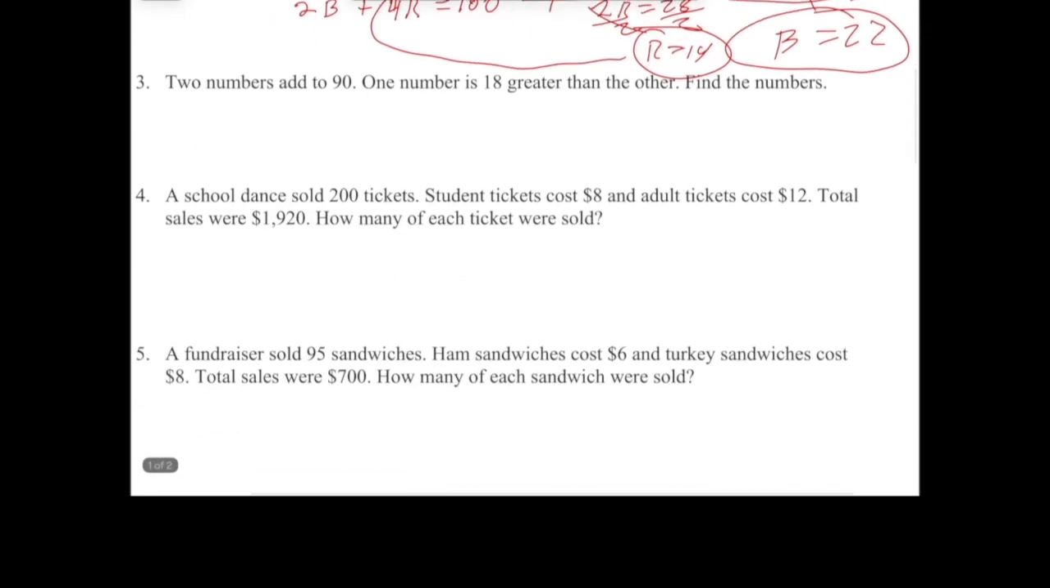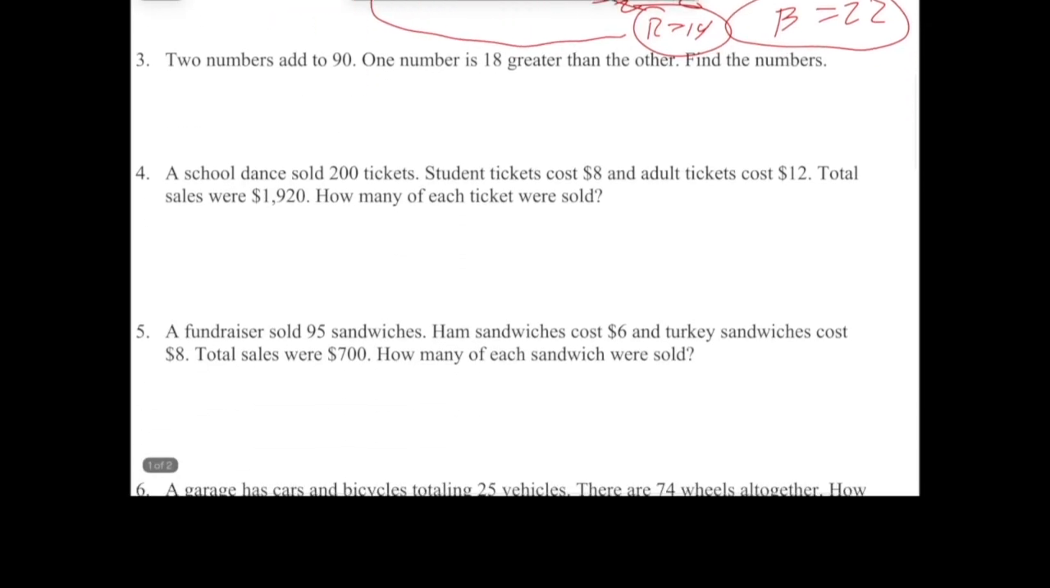All right, two numbers add to 90. One number is 18 greater than the other. Find the numbers. Well, x plus y equals 90. Pretty simple, right? Two numbers add to 90. All right, so one number is going to be 18 greater than the other.